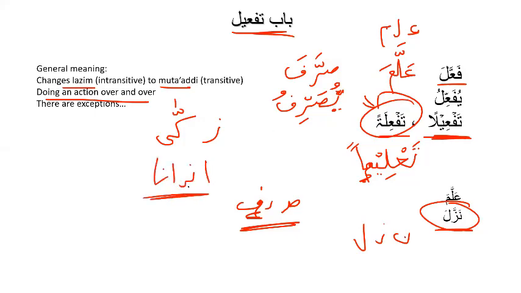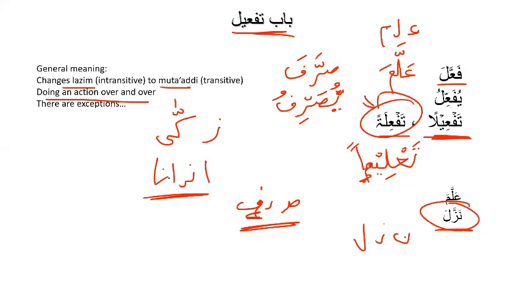Anzala, which is the earlier one, implies it was sent down in one go. So the Quran was sent down in one go on the night of power, Laylatul Qadr. That refers to where Allah sent the Quran down from, let's say, the seventh heaven, to Hazrat Jibrail, or to the heavens, the earthly heavens.